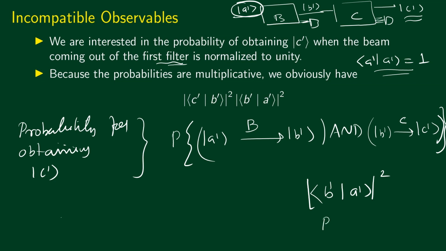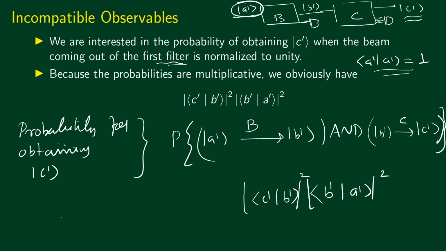So this is the probability of starting with ket A prime and reaching ket B prime. Now we need to multiply this with the probability for starting with ket B prime and reaching ket C prime. This can be calculated with the same rule. I start with ket B prime and I need to get ket C prime. So I project ket B prime onto the direction of ket C prime, and then I take the modulus square. So these two things have to happen.